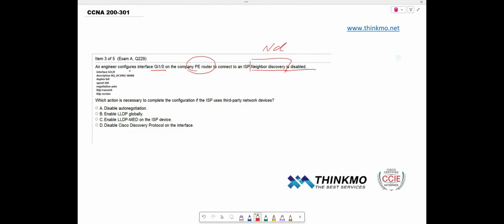After disabling it, if the service provider uses third-party network equipment, what additional steps or configurations are needed to complete the setup? Actually, the required configuration is to enable it globally. This is called neighbor discovery, enable neighbor discovery globally. So for this question, choose B.